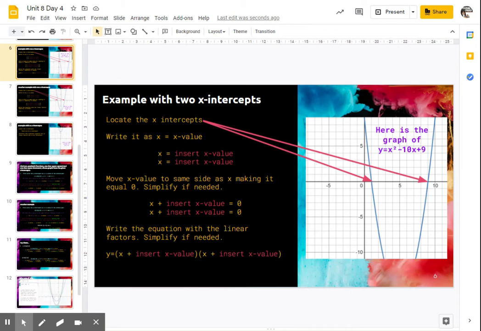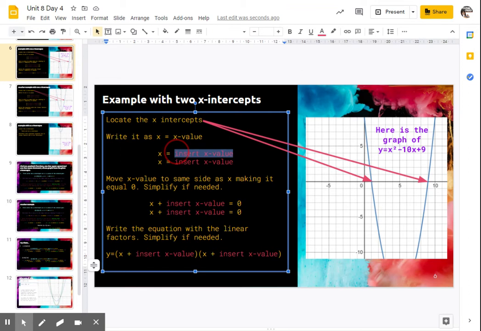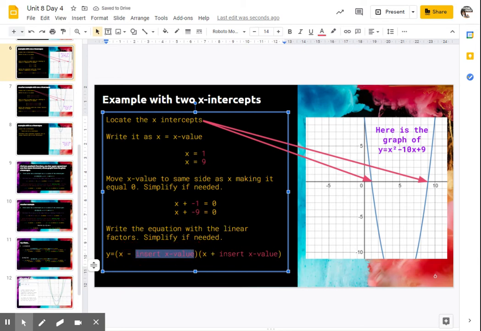Now we're going to do an example with two x-intercepts. We locate the two x-intercepts. The first one right here is a +1. The other one is a +9. We're going to move them to the other side, so this is going to be a -1, I'm sorry, and the other one is going to be a -9. We're going to simplify them over here, and we're going to change this to a minus and change it to 9.